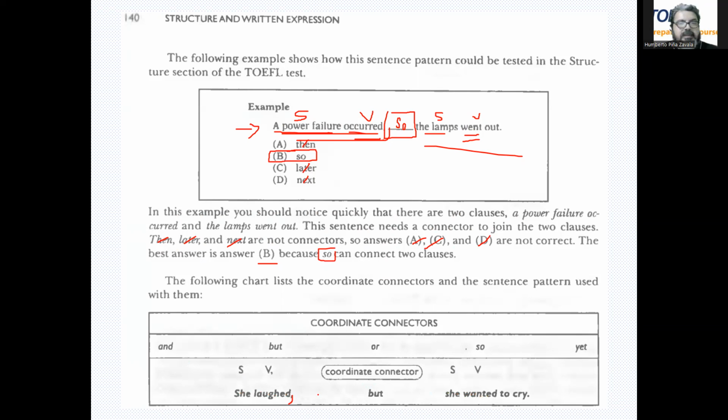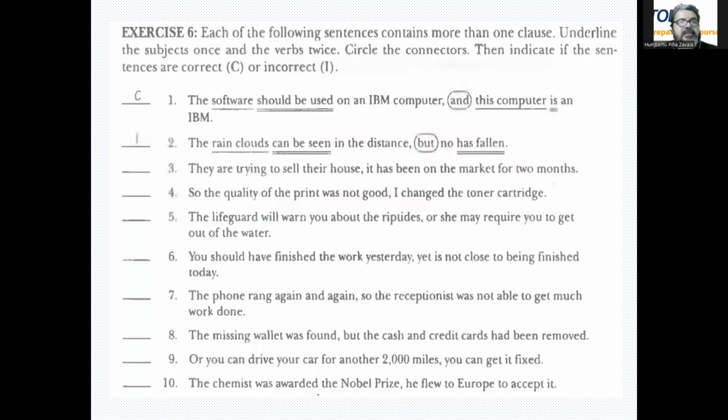I hope this makes sense to you guys, and we're going to move on to the exercise. Now, each of the following sentences contains more than one clause. Again, remember, very basic, underline the subject once and the verb twice, circle the connectors, and then tell me if this is correct or incorrect.